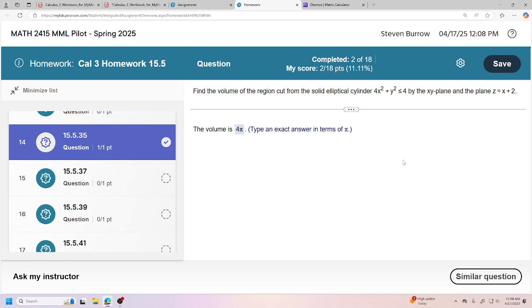Right. The answer, like once we got the integral, just toss it in, right? Just toss it in. But yeah, we don't have to do all that.